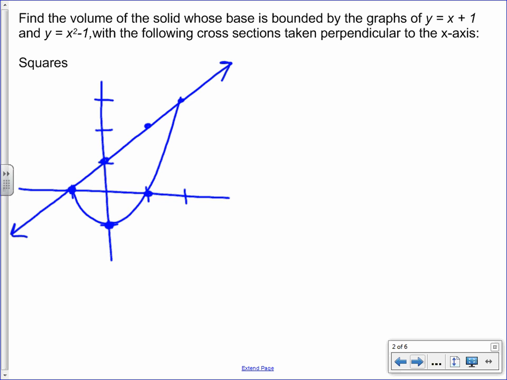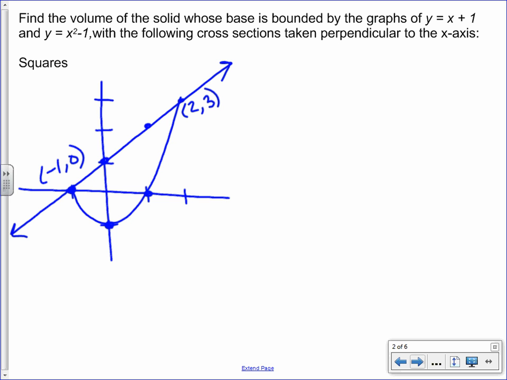Where do they intersect at? 2, 3, 4, 2, 3. Right, because it would be 2, 4, but it's shifted down 1 for the parabola. Also, it's negative. Okay, and maybe 1, 0.